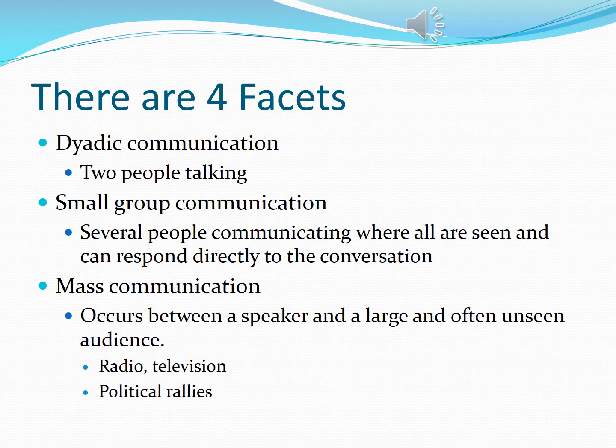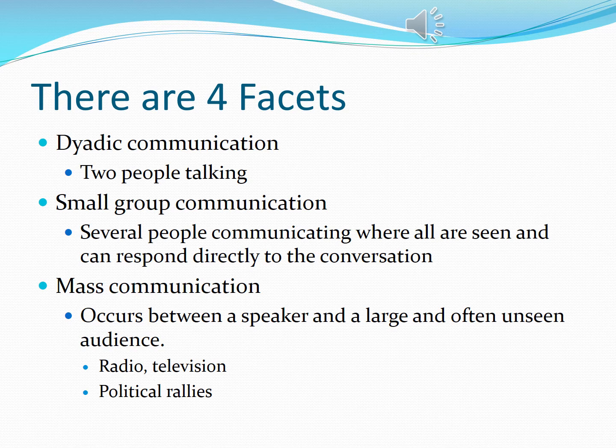The first one is called dyadic communication or interpersonal communication. Dyadic communication is just 2 people having a conversation, one-on-one. The second one is called small group communication, and that's what it sounds like. Several people communicating with each other where all are present and can be seen by one another and respond directly to the conversation. Typically, we're going to consider one person speaking at a time within this small group.